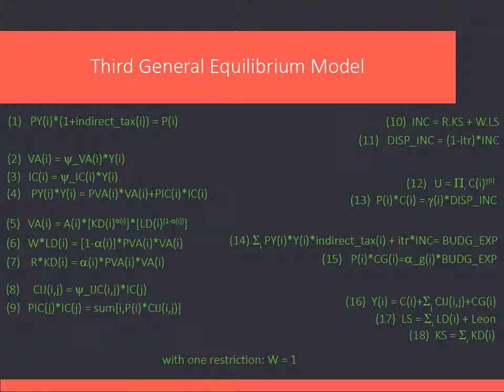If you take into account the fact that there are 3 sectors, agriculture, industry, and services, it implies that you have 48 equations and 48 variables.